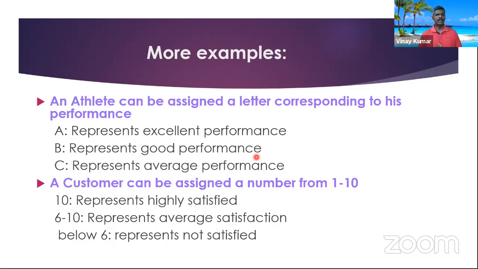So in the first case, the athlete is the subject and the attribute is his performance. In the second case, the customer is the subject and his satisfaction is the attribute that is being measured. So here we can understand the difference between the subject and the attribute. So a researcher should be very clear of this aspect before he measures anything of the subject that he has taken for his research.